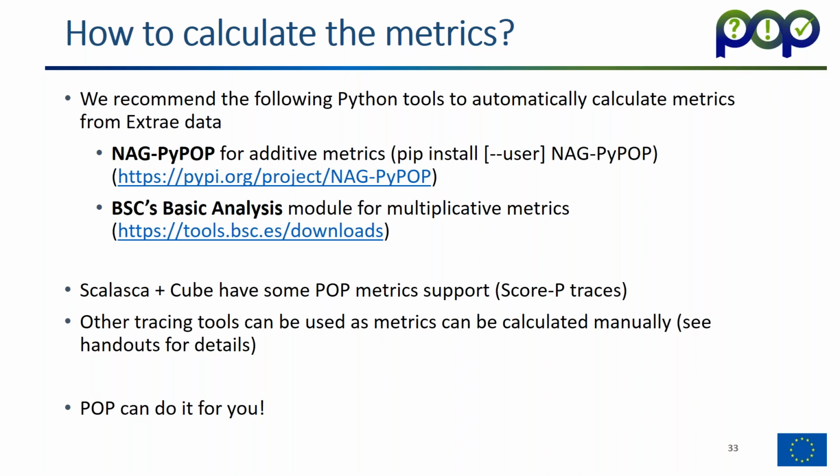If you prefer to work with Score-P traces, Scalasca and Cube also have support for the POP metrics. I think in the public version there is already support for some of the metrics, and in the newer version there will be extended support for the metrics. And in general, if you prefer another tracing tool, you can also use the metrics by calculating them manually. You have details on these slides, and in the handout that we distributed with the webinar. But also POP can do it for you.